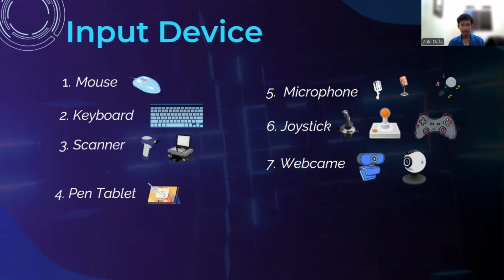The last example of an input device is a webcam. A webcam is a type of camera used to capture photos or videos. Some webcams are also equipped with a microphone, allowing them to capture sound. Therefore, a webcam can provide both audio and visual input to a computer, making it useful for recording or remote communication.